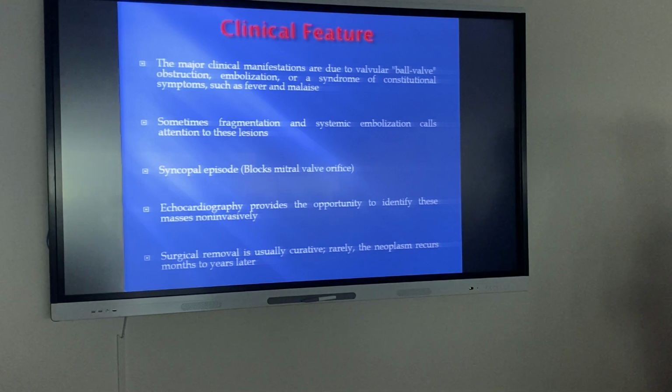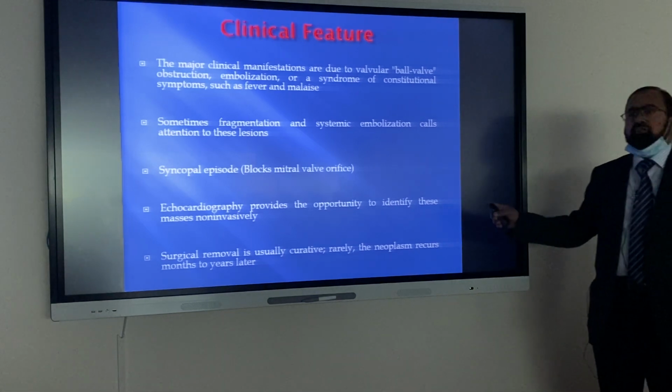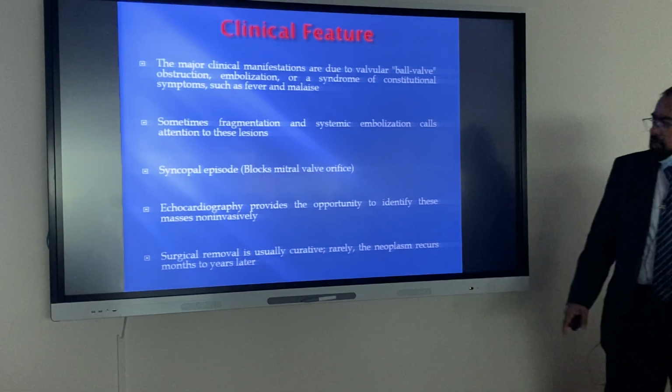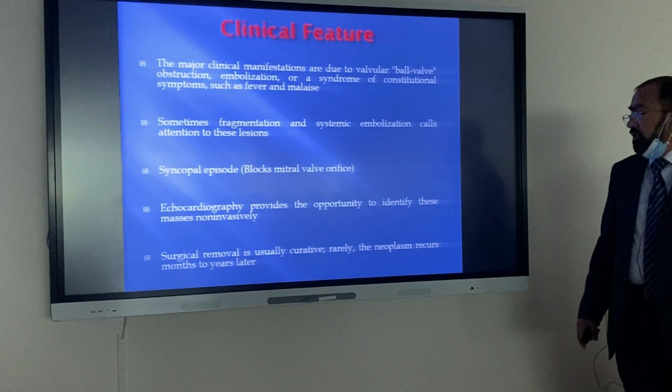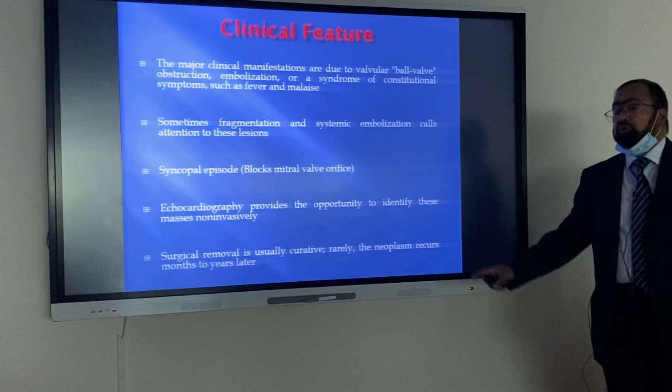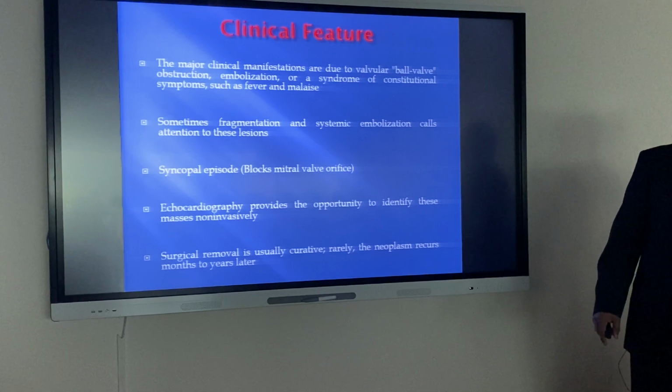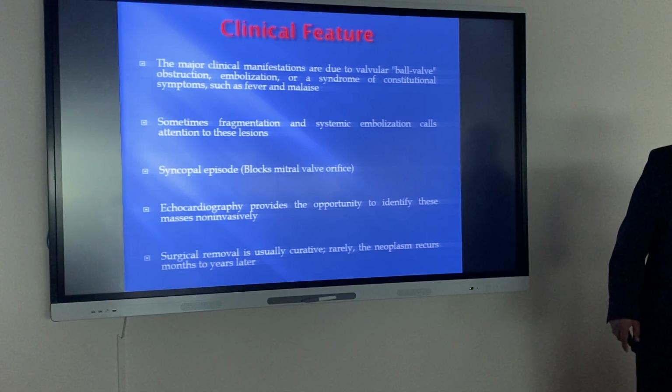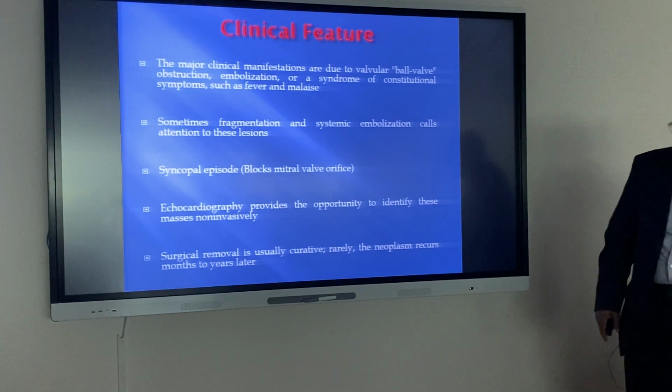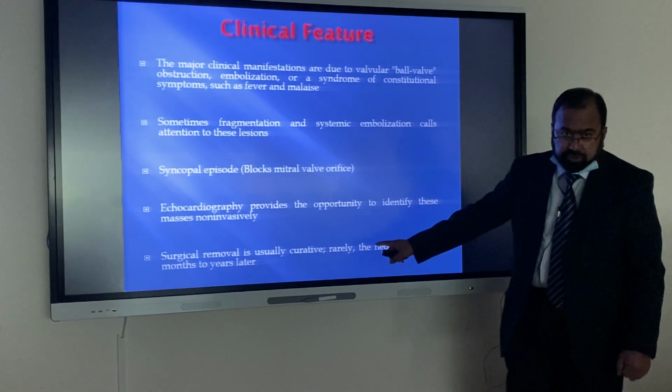Echocardiography provides the opportunity to identify this; it is a non-invasive procedure. Surgical removal is usually curative. If it is sessile, it probably will not do any harm. But if it is pedunculated and sometimes obstructs the AV valve, then it's better to take it out surgically. Okay?